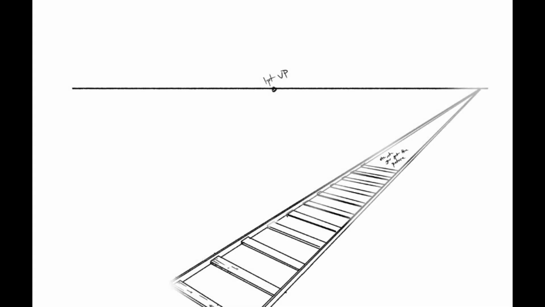Next, we'll return back to our standing position, though now we'll turn our heads to the left so that the train tracks are no longer in the center of our vision, but off to the right.